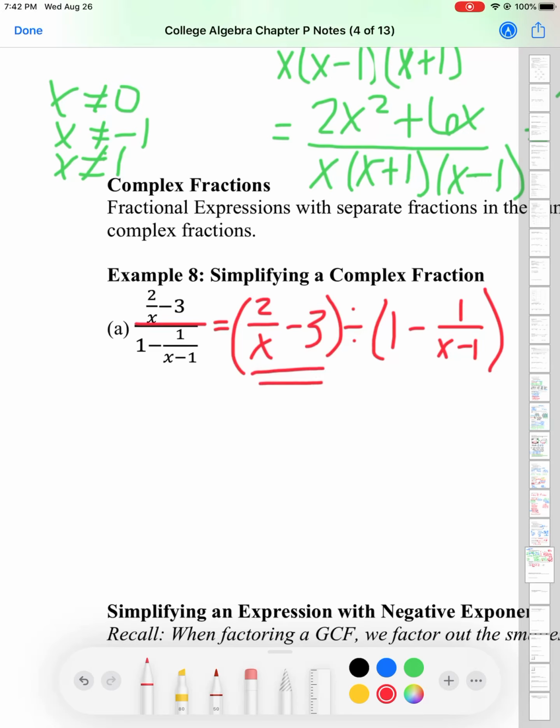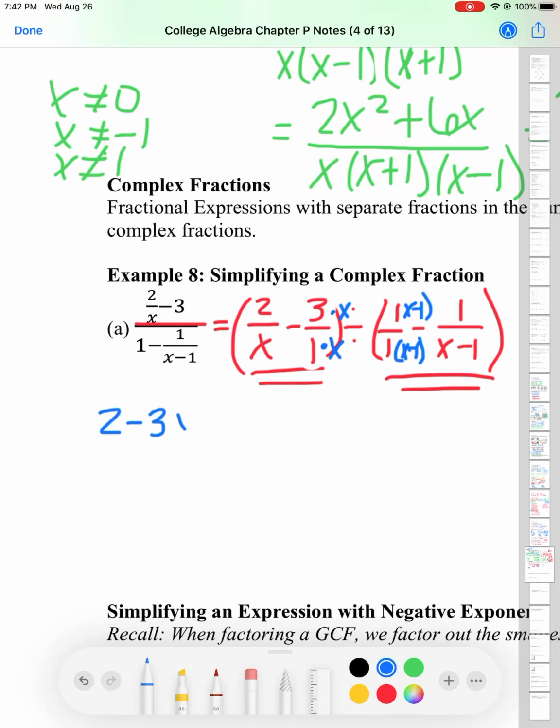So now we're going to treat this as a subtraction problem and this as a subtraction problem and get common denominators, and then multiply by the reciprocal after we get one fraction divided by another fraction. So since 3 is like 3 over 1 and 1 is like 1 over 1, I'm just going to write it like that. If I were writing this and getting common denominators, I would multiply this top and bottom by x and this top and bottom by x minus 1.